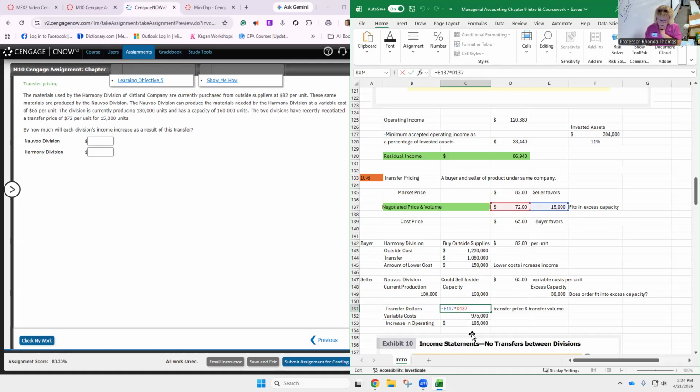All right. So what we're going to do is take that one more time, the 15,000 unit order. That's the order that Harmony needs to buy, 15,000 of something that the Nauvoo division can supply. So there's the transfer dollars right there. Here's the variable costs. Variable costs are $65 a unit. So variable costs, and I'll put per unit.